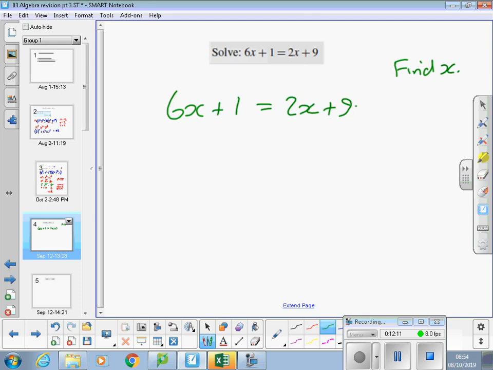So what are we going to do? Find x. We've got 2 x's on there. What have we got to do with them? Minus 1 for both sides. Yeah. So 1 is added to that side. So if we take 1 from both sides, what do we end up with?